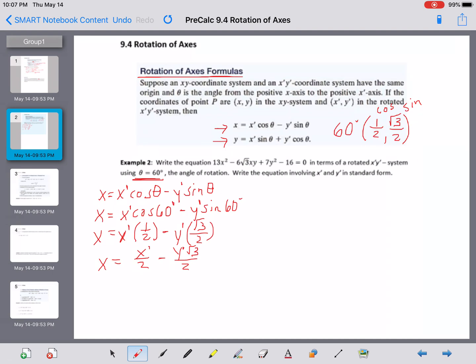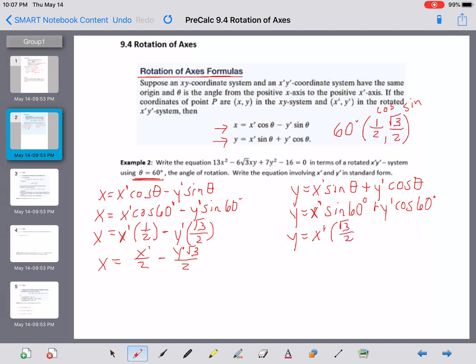So y is x prime sine of theta plus y prime cosine of theta. And once again, those primes are going nowhere. They're part of our formula. X prime times the sine of 60 degrees plus y prime times the cosine of 60 degrees. So once again, the sine of 60 is radical 3 over 2. And the cosine of 60 is 1/2.